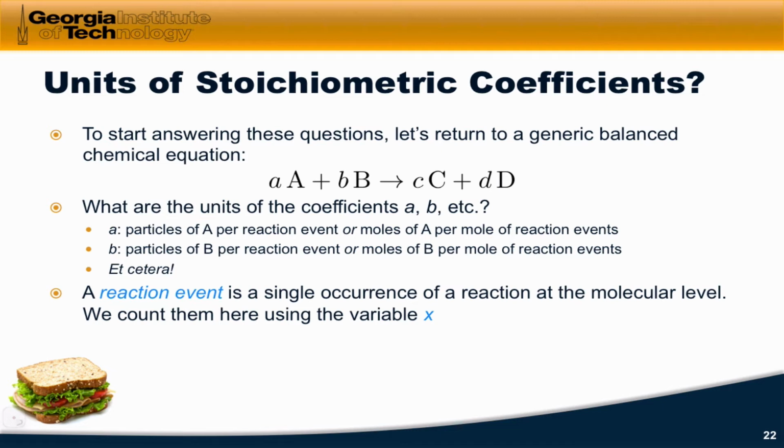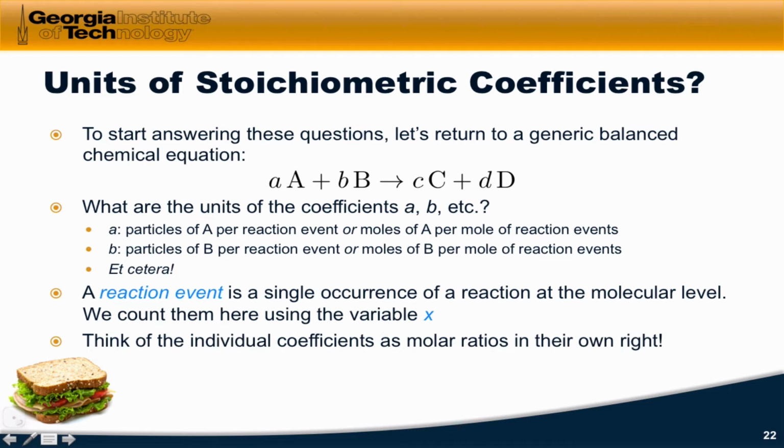A reaction event is defined as a single occurrence of a reaction at the molecular level. In this video, we'll count them using the variable x, and you may also see me use the Greek letter z to represent a count of reaction events as well. So then we can think of each of the individual coefficients as a molar ratio in its own right, not to any other substance, but to a single reaction event. So the coefficient little a, for example, is the molar ratio between big A and the number of reaction events.